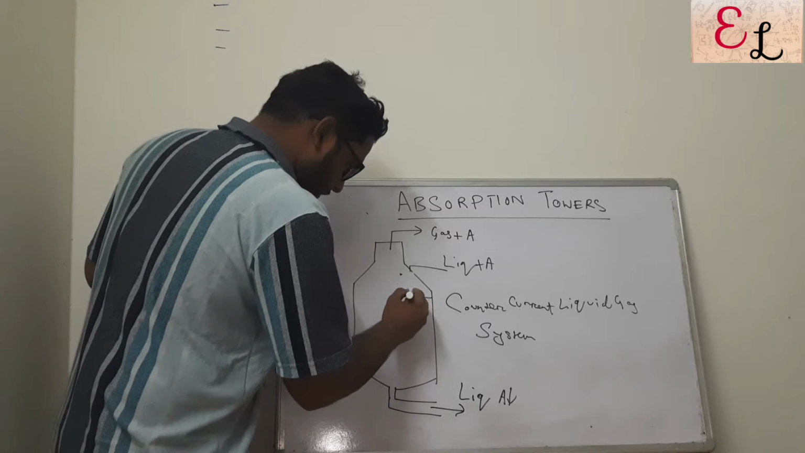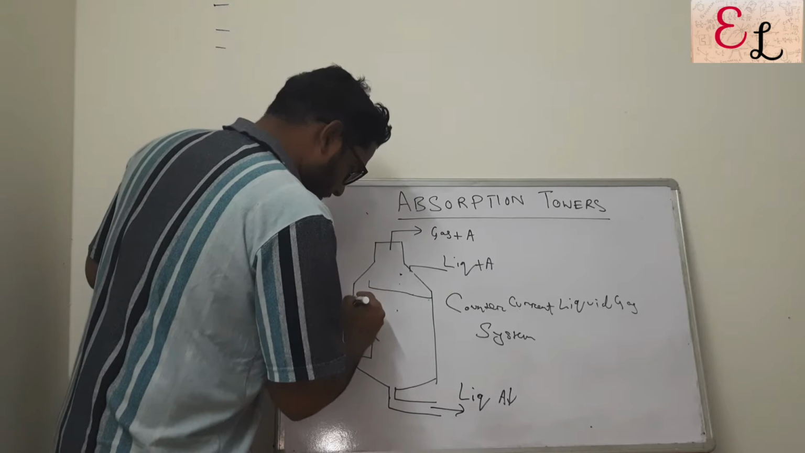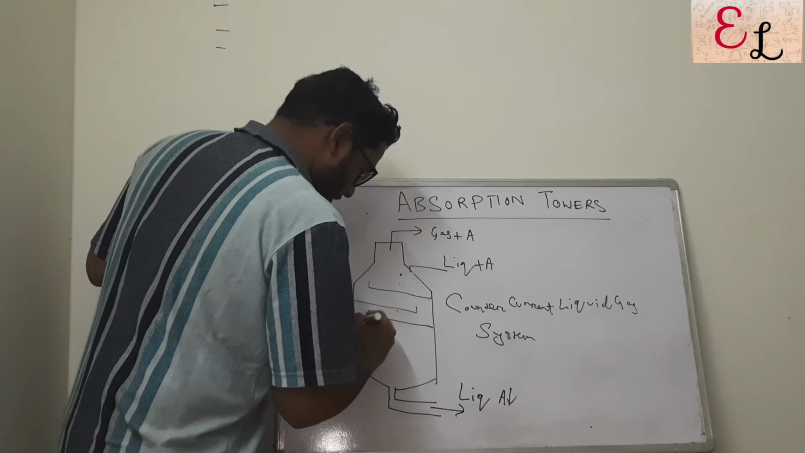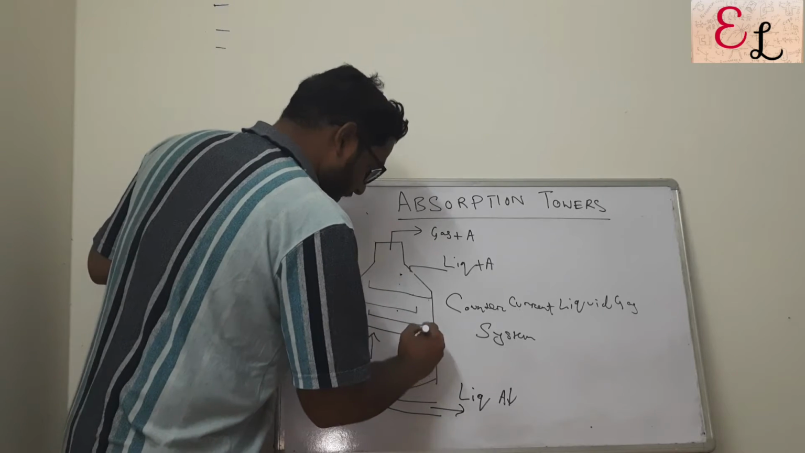This is my first tray. This is my second tray. This is my third tray. This is my fourth tray. And we calculate the number of trays.